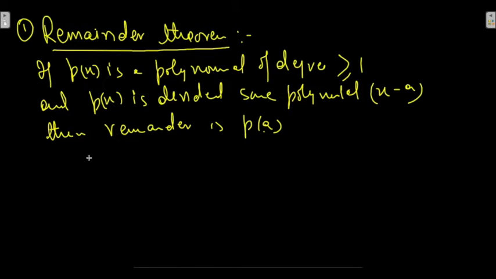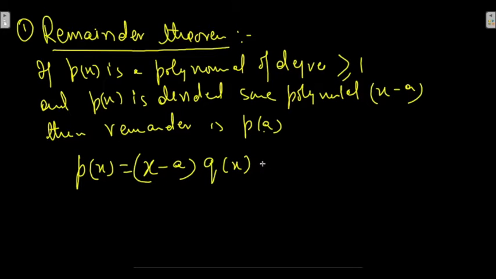Okay, so we'll explain it now. Now this p of x is a given polynomial, and what we are dividing this p of x by is x minus a, and what we are going to get is some quotient polynomial which is q of x, and we'll get some remainder r, right?